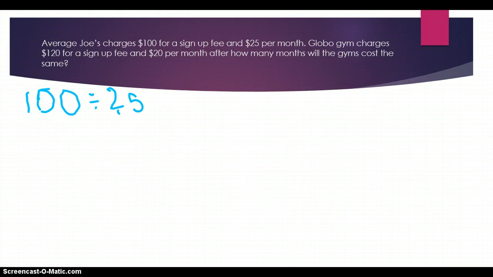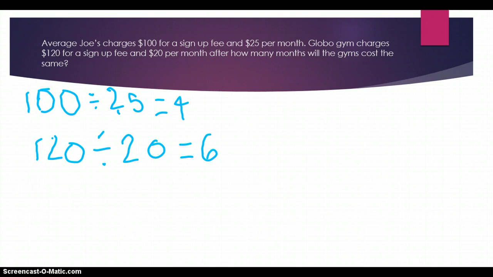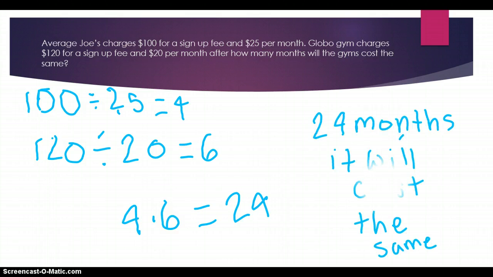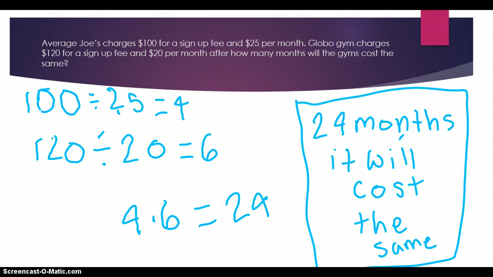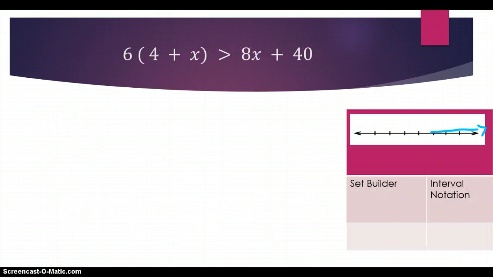First, I did 100 divided by 25 and got 4. And then I did 120 divided by 20 and got 6. And then I multiplied 4 times 6 and got 24. 24 months it will cost the same. And then I boxed my answer.